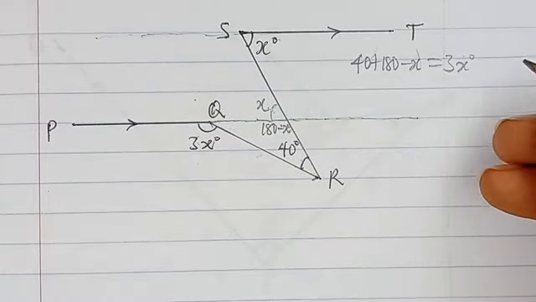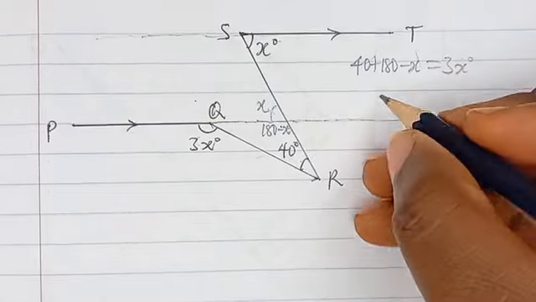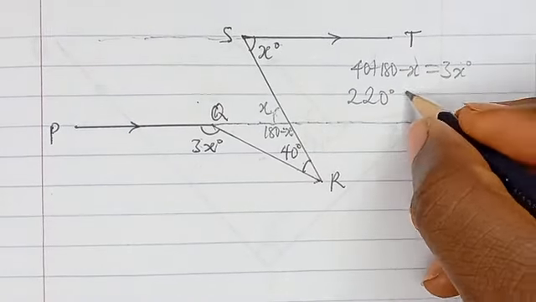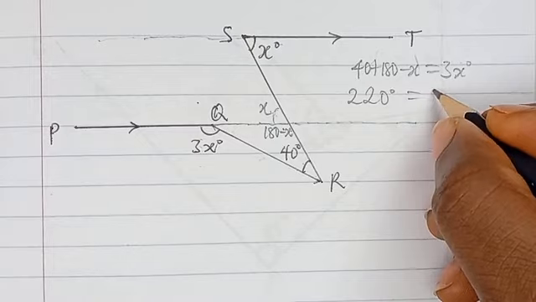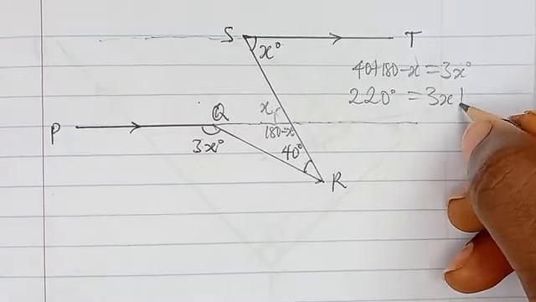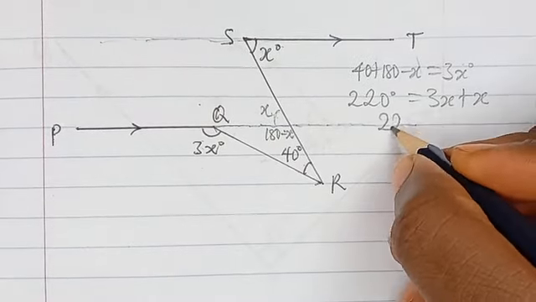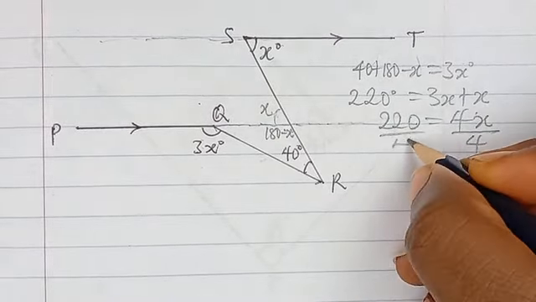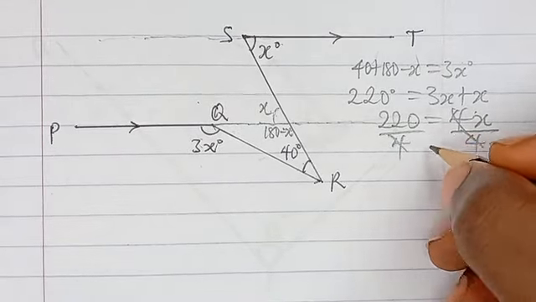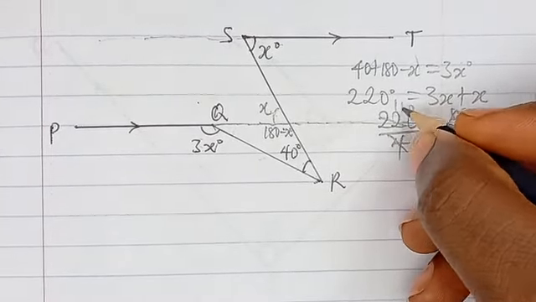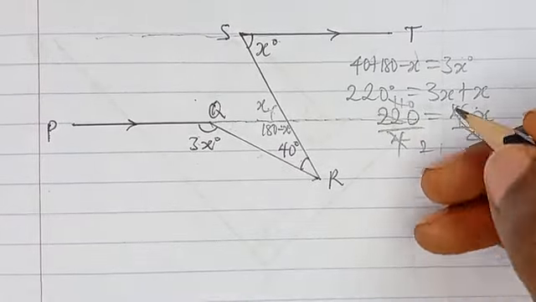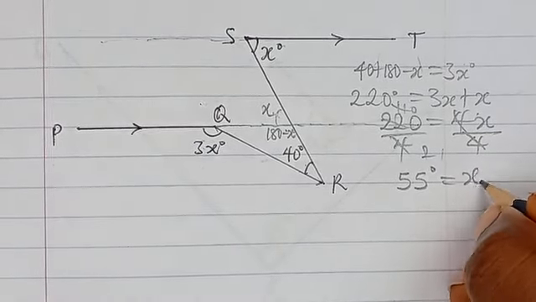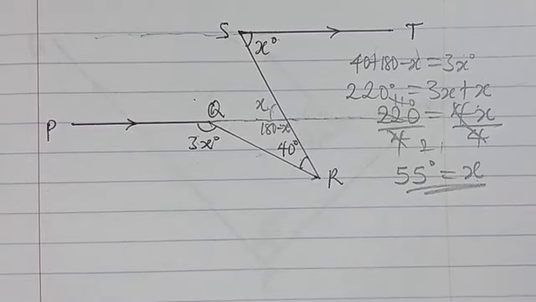Okay, when we have that, we collect like terms. We have that 40 plus 180 is equal to 220 degrees. And then we had 3x on this side. 3x minus x comes to be plus x. So we have that 220 degrees is equal to 4x. We divide both sides by 4. We have 55 degrees equal to x. So x is 55 degrees.